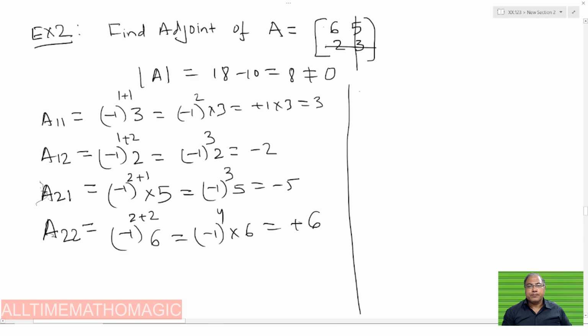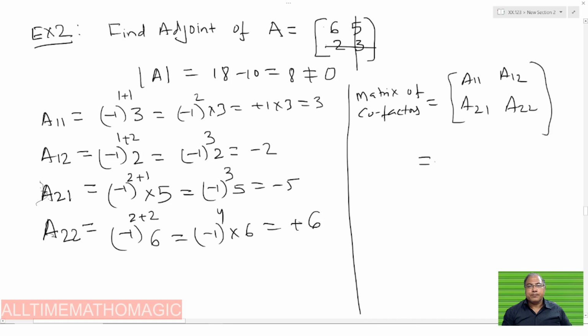So the matrix of cofactors equals A11, A12, A21, A22. So that is equal to 3 and minus 2, minus 5 and 6. So this is the matrix of cofactors.